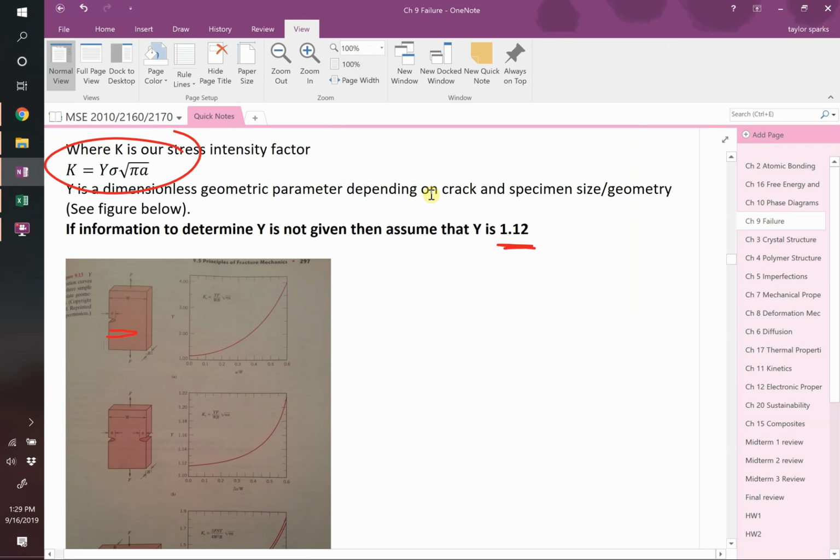So let's go back to this key concept. We're going to call it K, and now we're going to introduce 2 other subscripts to it. We're going to call it K, Roman numeral 1, C, equals Y sigma root pi A. Okay? Why do we do Roman numeral 1? Because in this class we're talking about mode 1 fracture, which again means I'm taking this thing which has a flaw on the side and I'm pulling it straight up to fracture it, okay? So mode 1. And then C is the critical number.